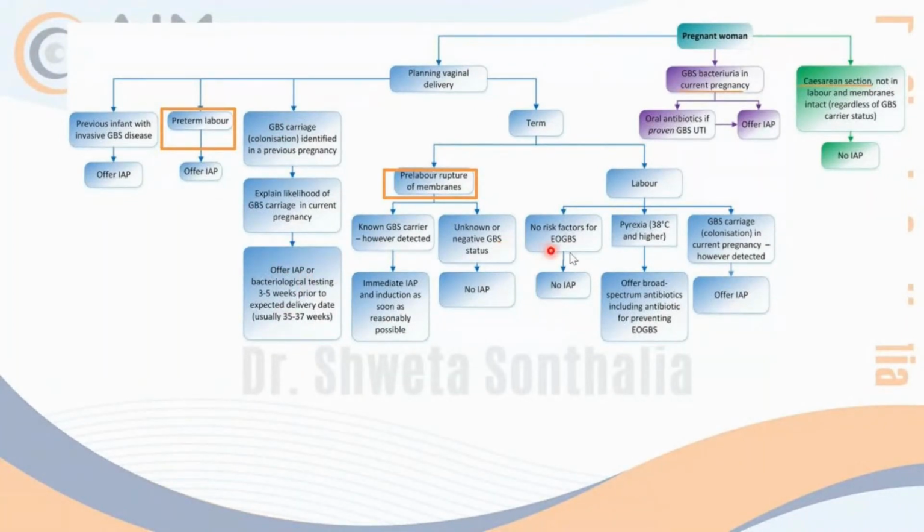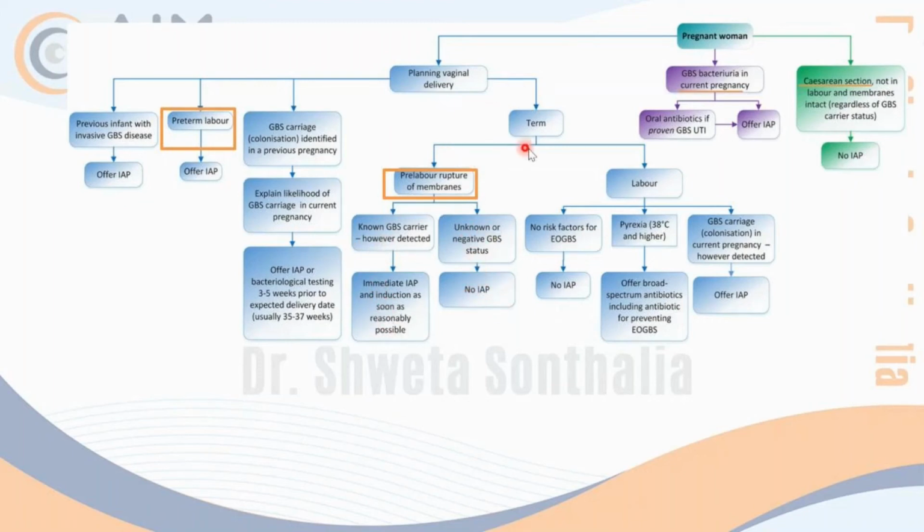Now, if there is no risk factor, no need. If there is no carriage, nothing. Anyways, for all term babies going in labor, you are not going to give. No risk factor, no pyrexia, no preterm, no carriage, you are not going to give. If pre-labor rupture of membrane, this is SROM. In SROM, again, it will depend upon the carrier status. If she's a carrier, you will do immediate induction and IAP. If she's not a carrier, no need.